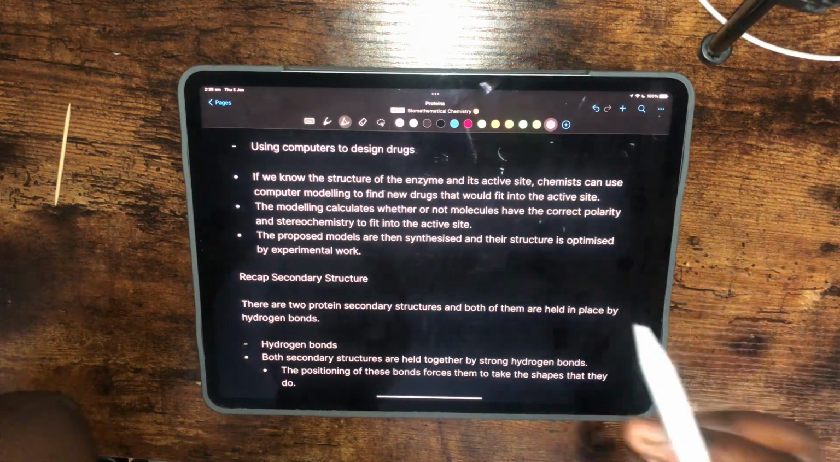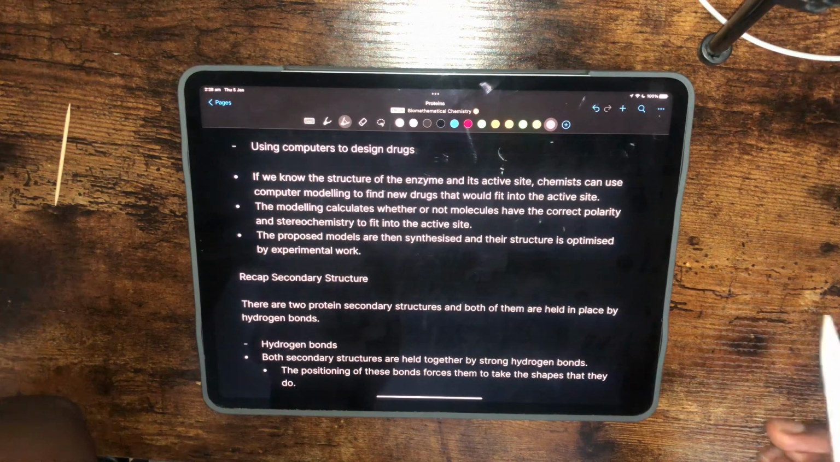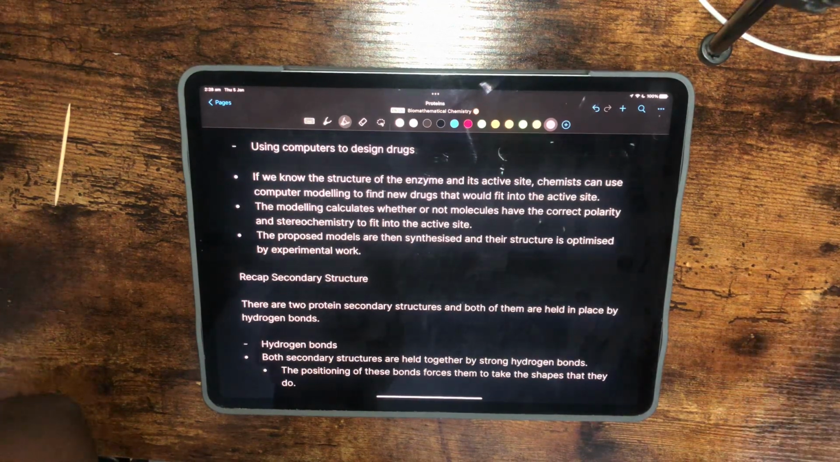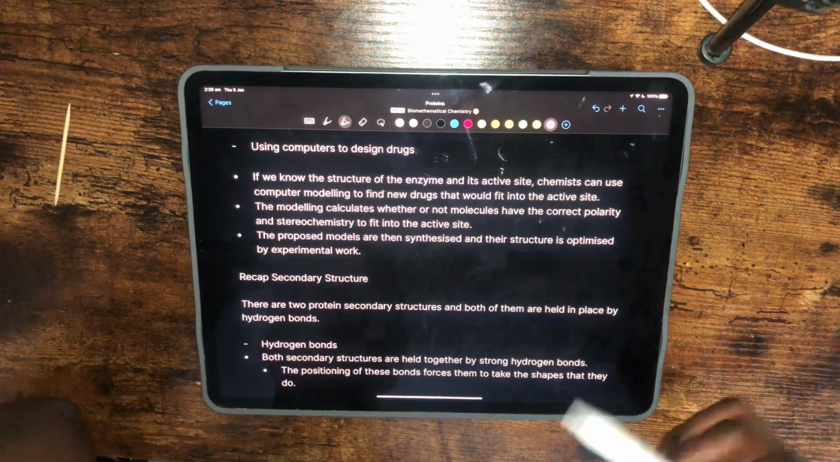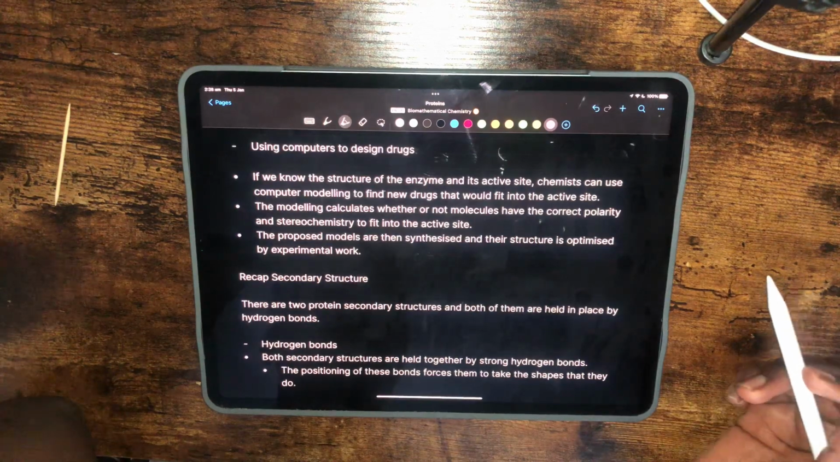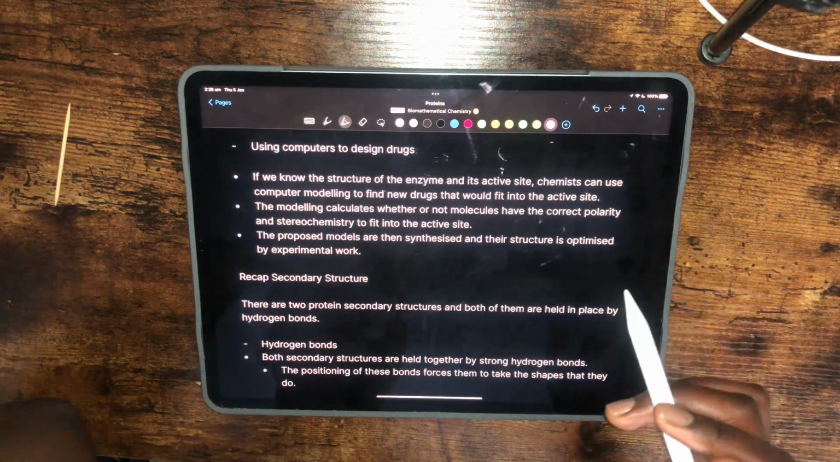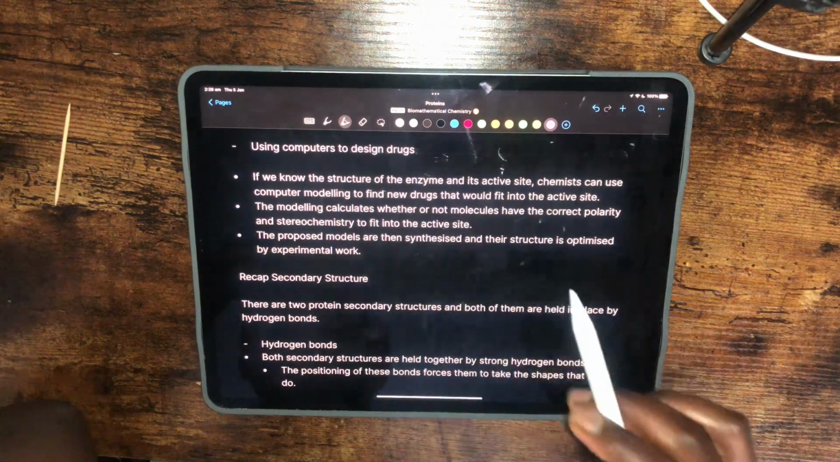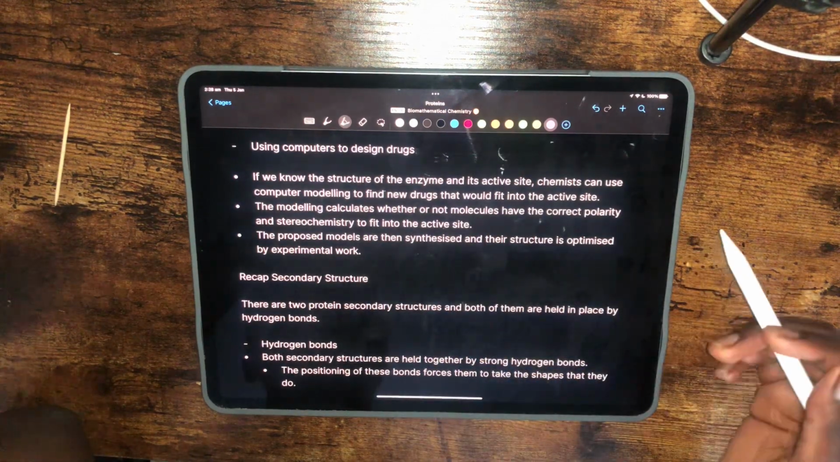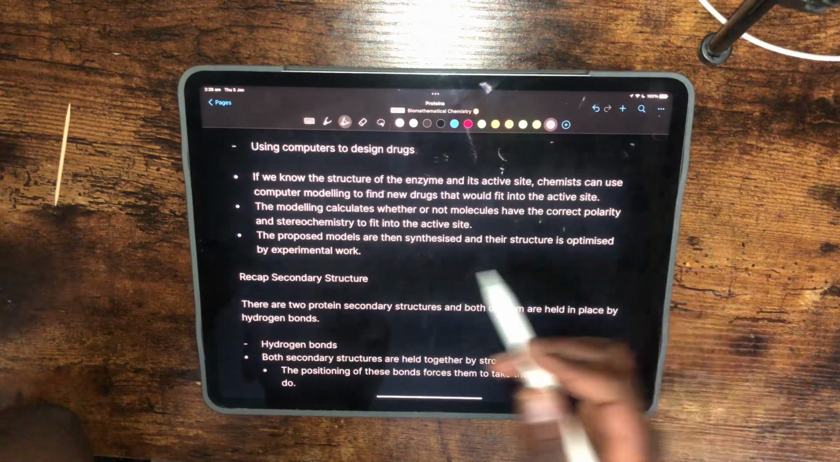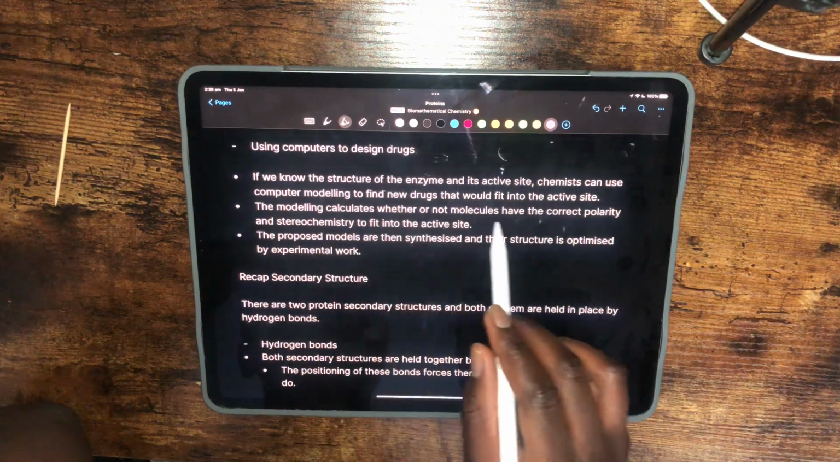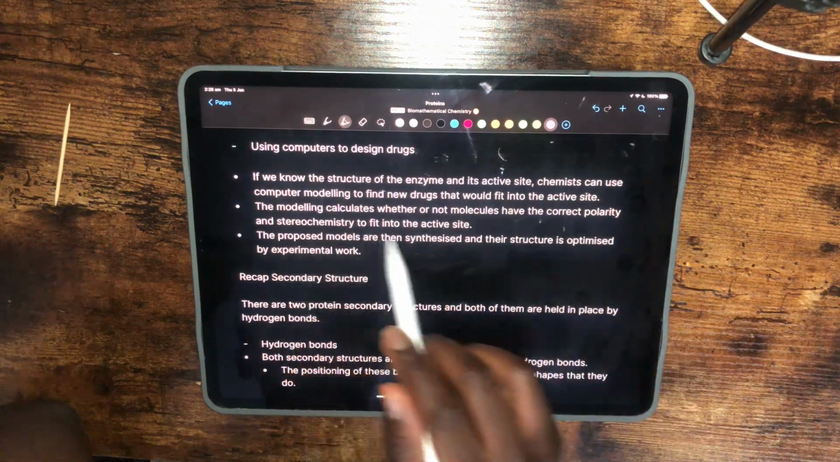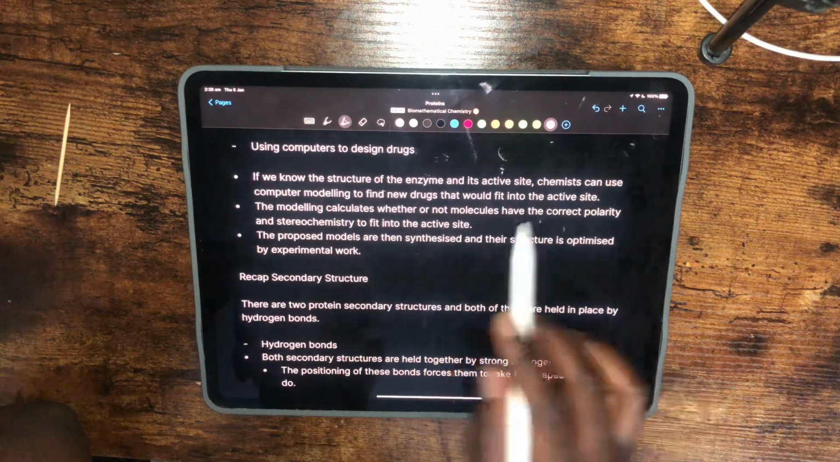So if you know what the active site of an enzyme looks like, and you wanted to, let's say, inhibit it or promote binding, right? You then create a drug that has a complementary tertiary structure to that enzyme's active site, and you do that using computer modeling. The modeling calculates whether or not the molecules have the correct polarity and stereochemistry to fit into the active site.